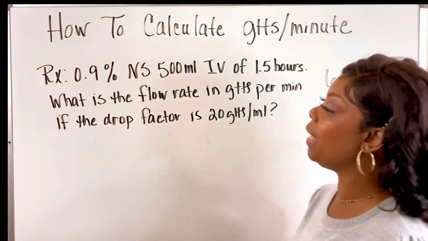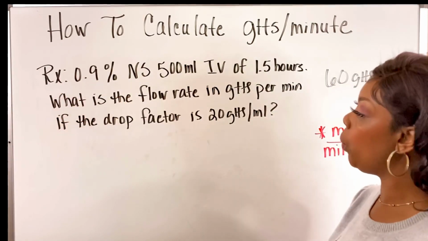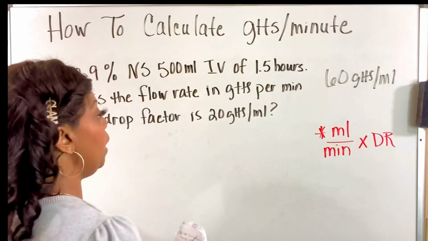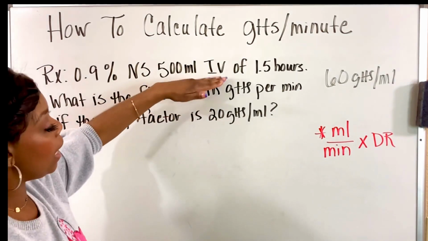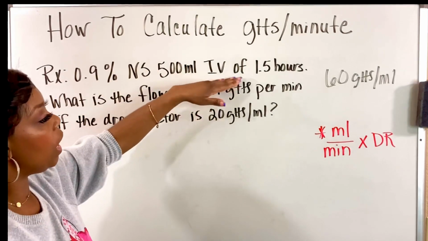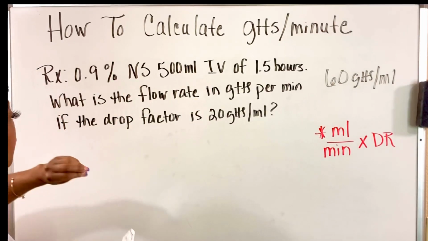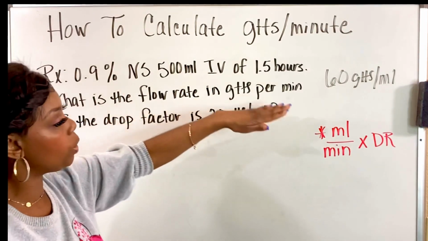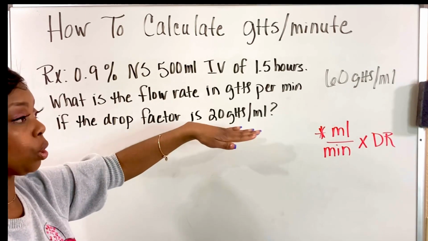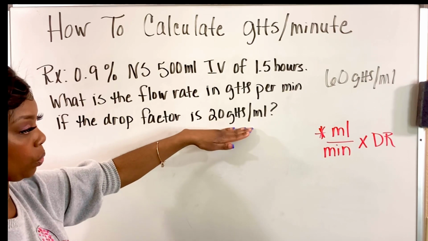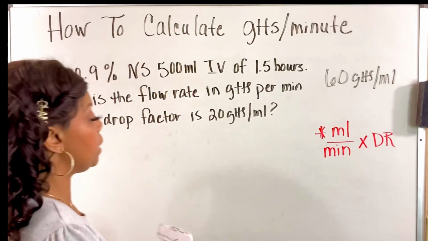This one says Rx, which means that this is the prescription. We have 0.9% normal saline. We have 500 milliliters of that, IV, over 1.5 hours. I'm not even going to fix that right now. What is the flow rate in drops per minute if the drop factor is 20 drops per milliliter? So we actually have a drop factor this time. You can call it a drop rate or a drop factor. It's the same exact thing.